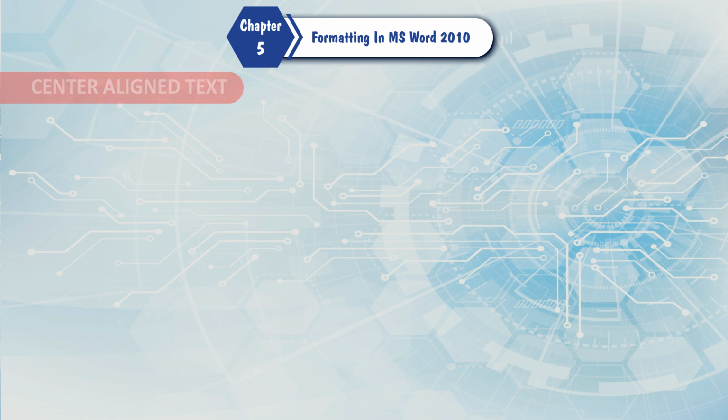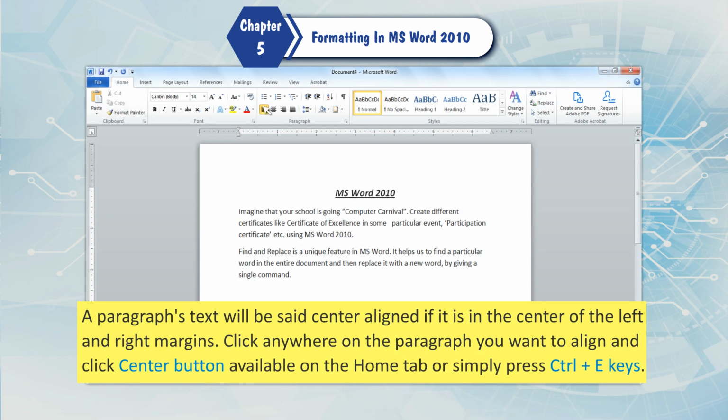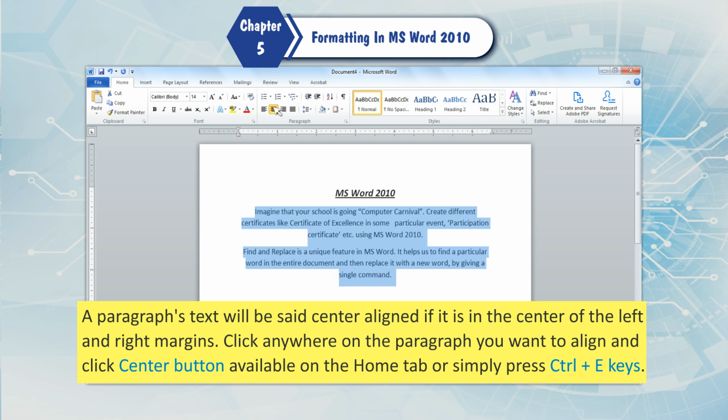Center aligned text. A paragraph's text will be said to be center aligned if it is in the center of the left and right margins. Click anywhere on the paragraph you want to align and click the Center button available on the Home tab, or simply press Ctrl+E keys.